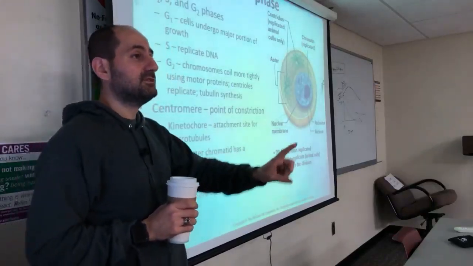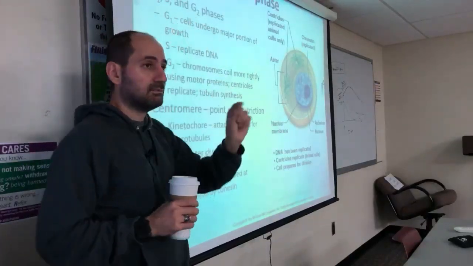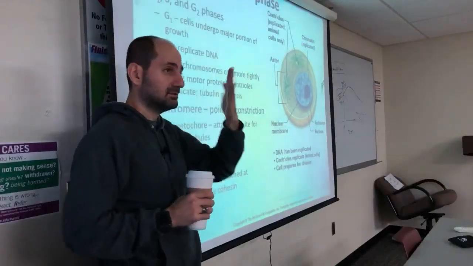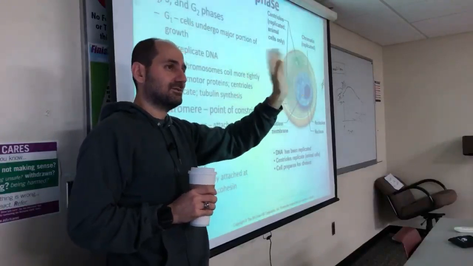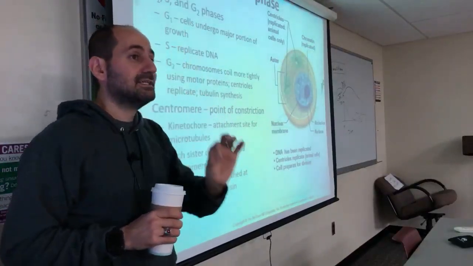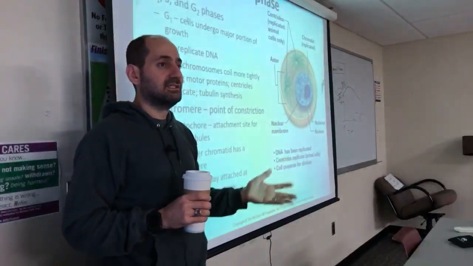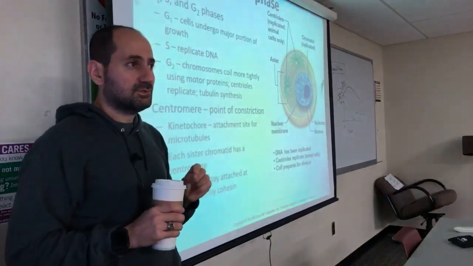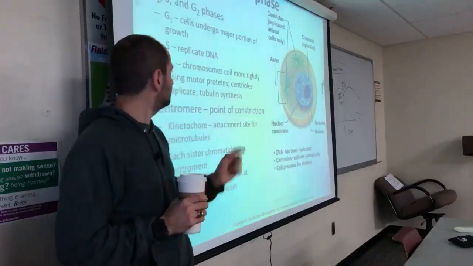Oh, by the way, if you don't pass G1, what do you enter? G0, yeah, G0. If you never pass G1, that means you exit the cell cycle and enter G0. Remember that? S, DNA is synthesized, right? You copy all the DNA. Now you have sister chromatids. So you went from 46 chromosomes to 92, right?